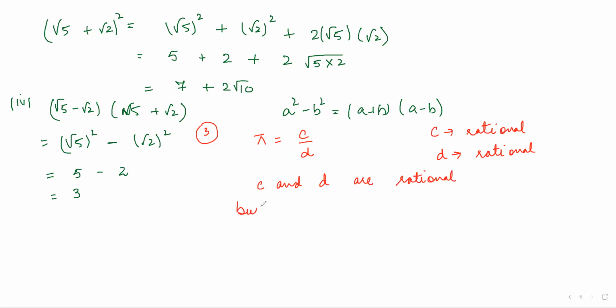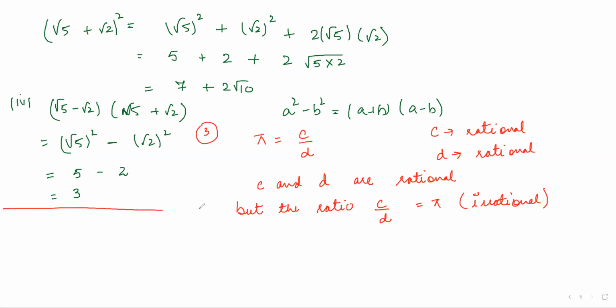But if we take the ratio C by D, what are we getting? We are getting pi, right? The ratio C by D is actually equal to pi, which we know is irrational. That means C and D both cannot be rational. Understood? So there's a contradiction. Getting the point?